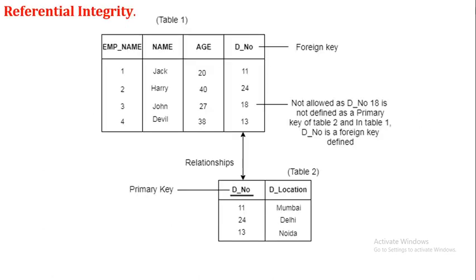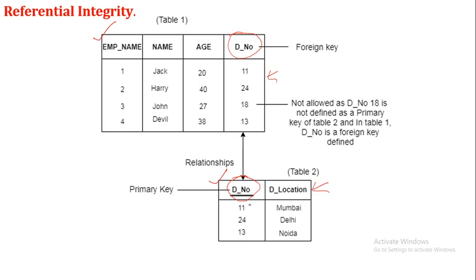Next, see what is your referential integrity constraint. What is a referential integrity constraint? Let's suppose this is an example. This is table 1, and this is table 2. If you observe this D number, we have an attribute D number here and we have an attribute D number there. So this table 1 has been derived from this table 2.